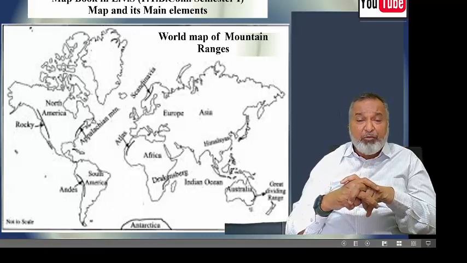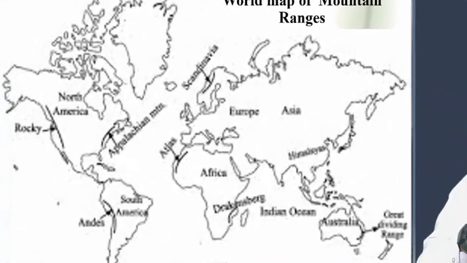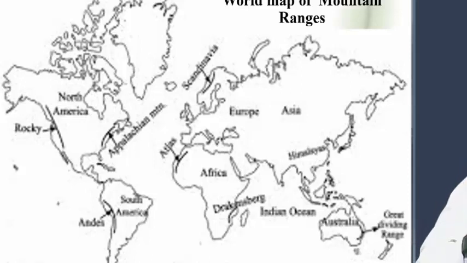Now the world map of mountain ranges. A question will be asked, and you have to fill it in. A mark will be given, and you have to identify which mountain is in that particular continent. For example, in North America there are the Rocky Mountains on the left and, on the right-hand side, the Appalachian Mountains. Come to the south, we have the Andes mountains. So North America has 2, Rocky and Appalachian, and in the south we have the Andes. Now come to Africa.